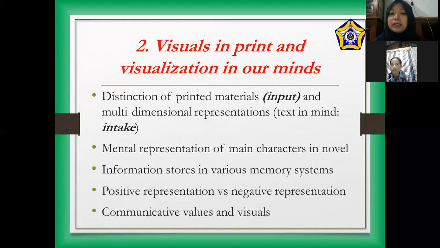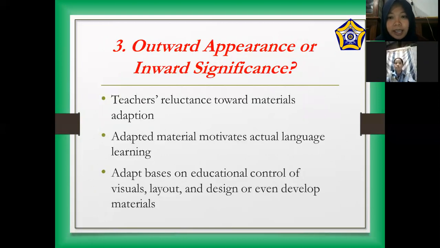It is about the distinctions of printed material in input and multidimensional representations, such as text in mind, intake, and also the mental representation of the main character in the novel, and also the information that is stored in the various memory systems, like a positive representation versus negative representations, and also the communicative values and also visual. And the third one is the outward appearance or the inward significance.